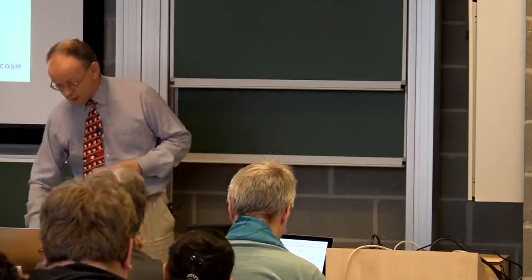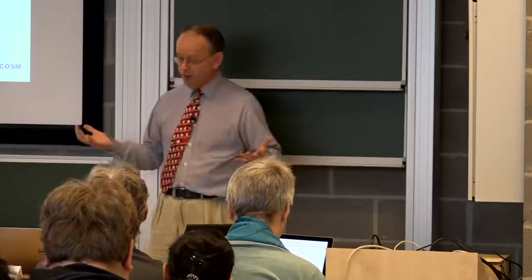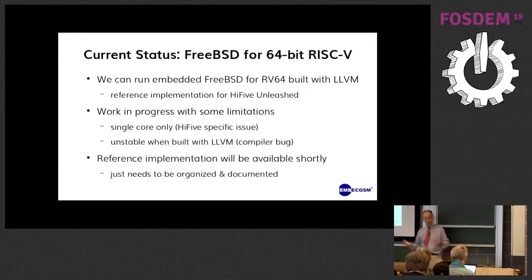So where are we? The answer is we can run embedded FreeBSD for RV64 built with LLVM. There's a reference implementation for the HiFive Unleashed, but it has some limitations. It only works on a single core on the HiFive Unleashed, and we're still trying to nail that down. If you're an expert or want to help us, we're very happy. We've got money. We can hire people to do that. For people who need to be paid to do stuff, we understand that. It's a perfectly reasonable requirement. We can do that, so come and talk to me. It's also unstable with LLVM, and we should knock that compiler bug out in the next week or two.